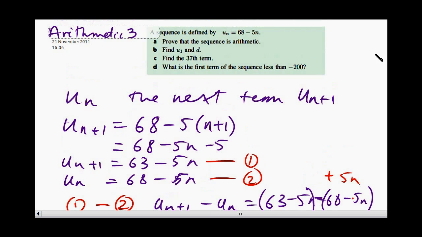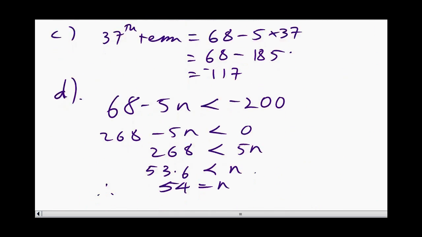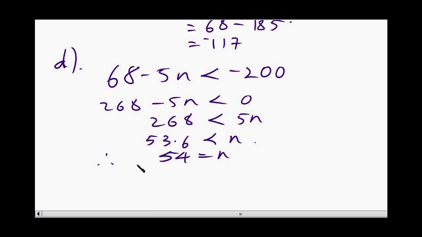That's not what it asks. What is the first term in the sequence less than minus 200? So you need to put this back into this. So you need to get 68 minus 5 times 54 to get the first term that's less than minus 200. And that equals minus 202. That is our first term that is less than minus 200.